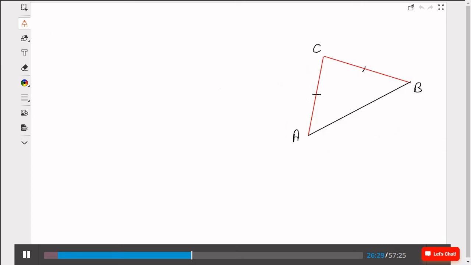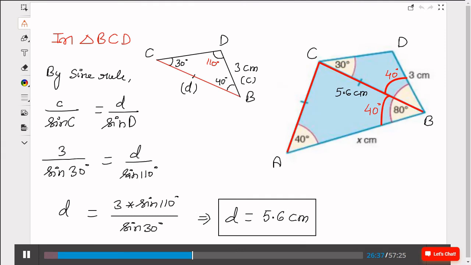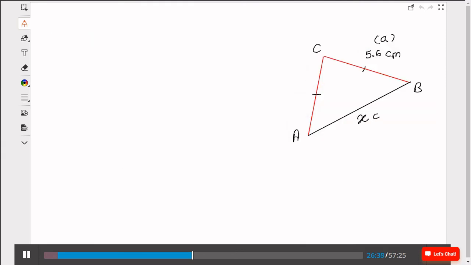So which two angles do we need? Can you tell by seeing these two things? We need angle A and C. Correct. Angle A is needed and angle C is needed, which is not given to you but can be easily obtained because this is also 40 degree, so that is 100 degree. We can apply A and C.